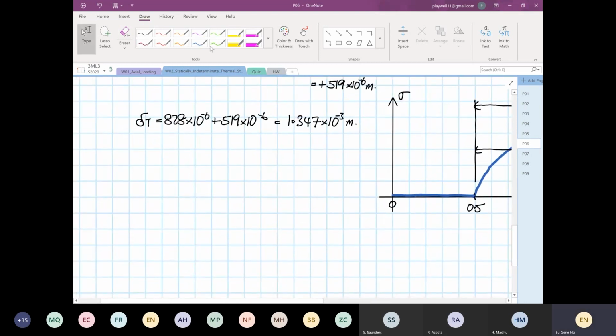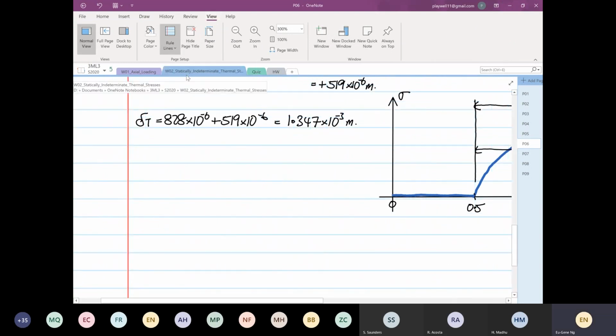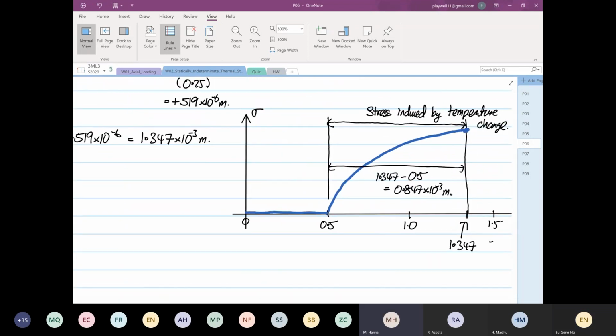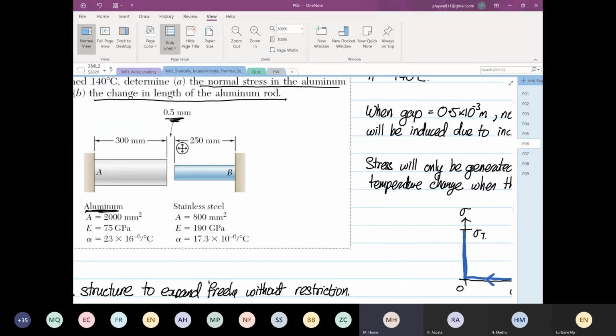Any questions so far? Sir, why did you pick 0.5? Because of the gap. Oh, the gap is 0.5. Okay, because of the gap. All right. I forgot that. Sorry. It's okay.